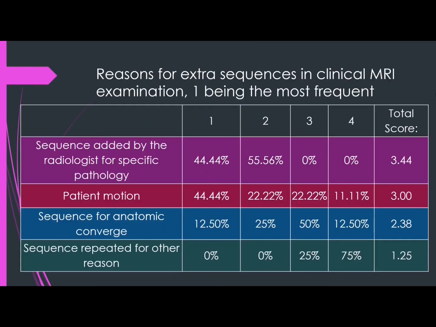There are several reasons for performing extra sequences in clinical MRI of the lumbar spine, with them being listed in our survey, with one being the most frequent and four being the least frequent. We can appreciate that the sequences added by the radiologist for specific pathology at specific levels are the most overwhelming example. Patient motion artifacts are the ones that present the second most important category, and other categories are less significant.